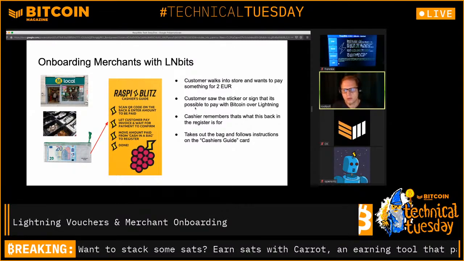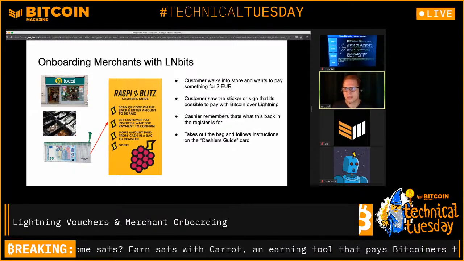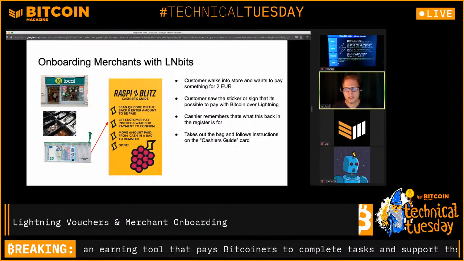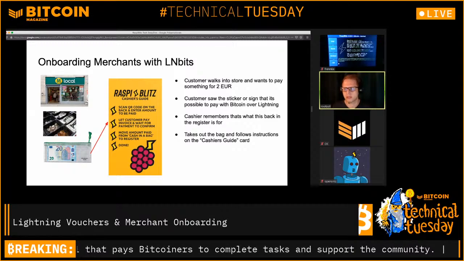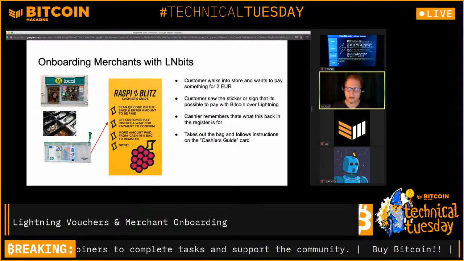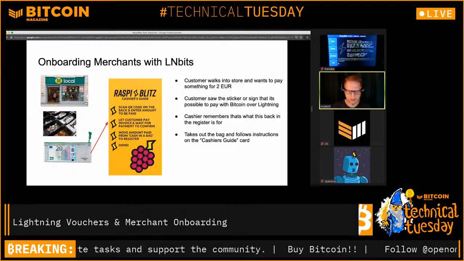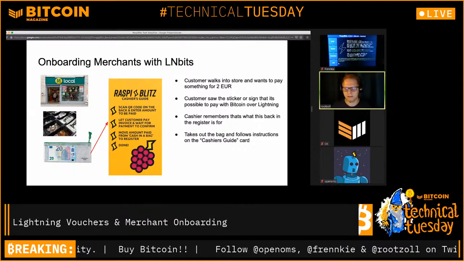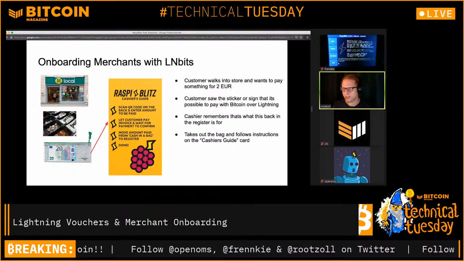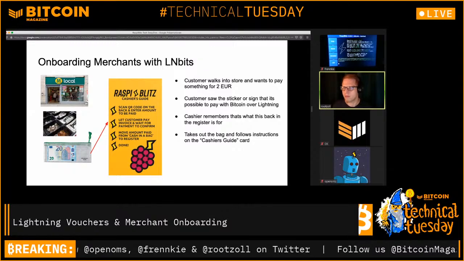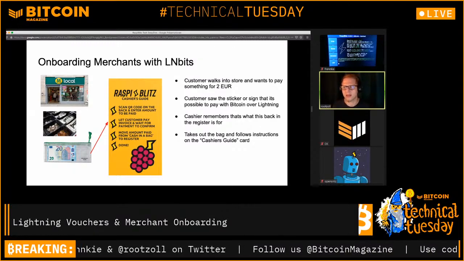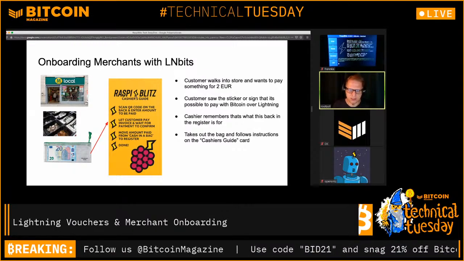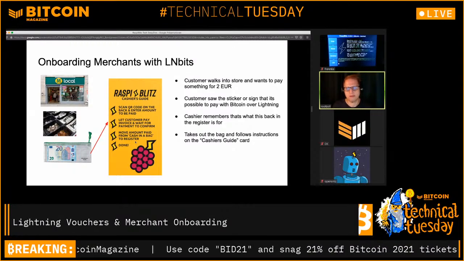So for €2. The customer saw the sticker on the store saying they accept Bitcoin over Lightning, so they ask if they can pay with Bitcoin over Lightning. The cashier is maybe not the owner of the store, maybe somebody just helping out there, but he maybe recognized already that there is something in the register. I have the cash on the back, and I put a Bitcoin sticker on there. So even if the owner did not tell the clerk about this option, maybe he thinks, okay, there was something with a bag. Okay, I get it. So he takes the bag out of the register, takes out the cashier's guide card, and just follows the steps that are written on there.